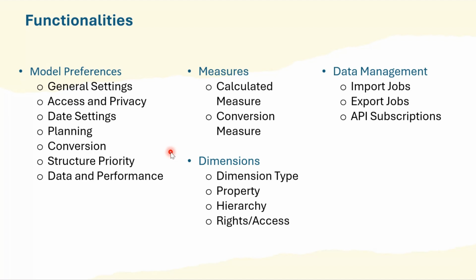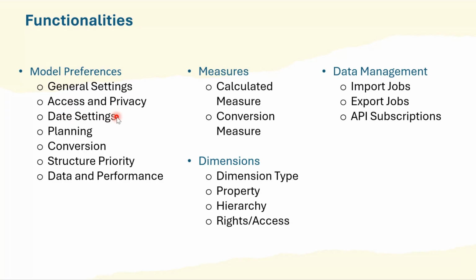So functionality wise, when you have an import model, you have a model preference setting. In the model preference setting, you have some general settings which we will see in the demo session. You also have access and privacy setting. Using this access and privacy setting, we can restrict the data. Data restriction can be performed using this setting.